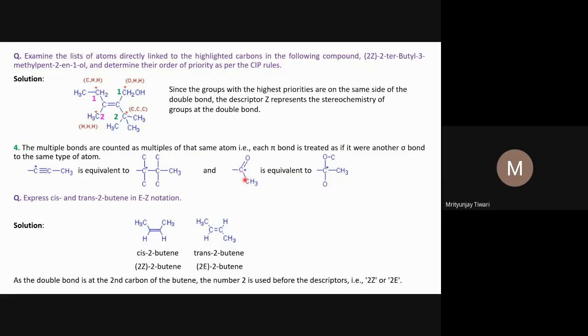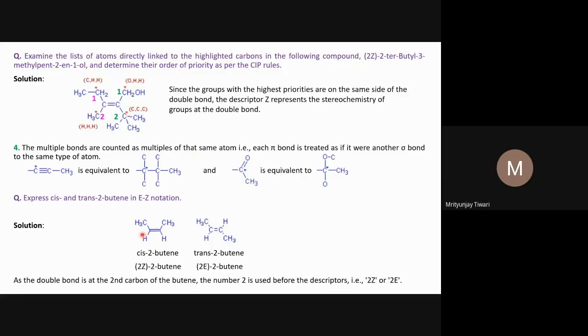And this group is attached to the CH3 group, so the CH3 group is here. So what we see is, we break the double bond or multiple bond and multiply it with the similar number of groups, and this is how we then get the priority. So let's see how to express cis and trans 2-butene in EZ notations. This question, we have to represent it in the EZ notations.